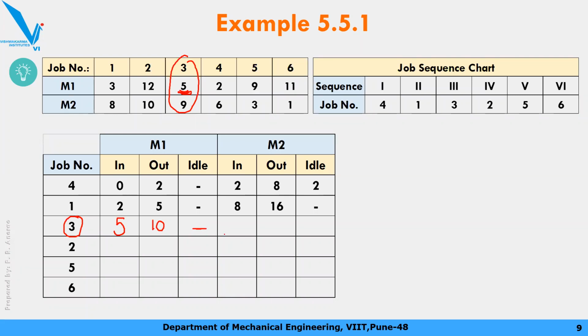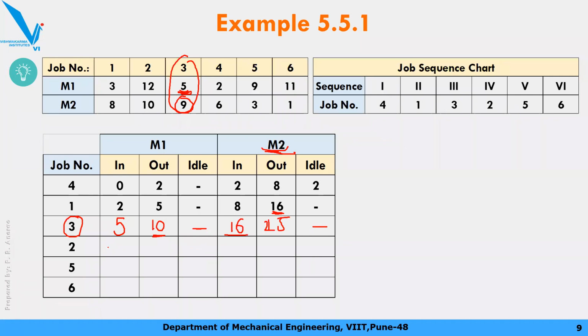Then this job will be entered here in time, but it will be waiting up to 16 hours. Okay, so 10 आवर में कंप्लीट हुआ बट 16 तक उसको वेट करना पड़ेगा. मशीन 2 इज ऑलरेडी बिजी. So at 16 this job will enter. Job number 3 required 9 hours on this machine 2. So 16 plus 9, 25. How much time is machine 2 idle? Nil.